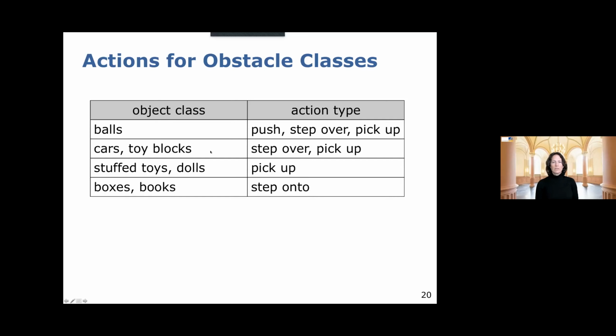So balls, for example, can be pushed or kicked away, can be stepped over, and also picked up. Cars or toy blocks can be stepped over or picked up. Stuffed toys and dolls can be picked up and moved aside. And boxes and books can be stepped onto by the robot. Of course, if you use a different type of robot, which has different capabilities, then we can define other actions or use other object classes and assign the corresponding actions and their costs.